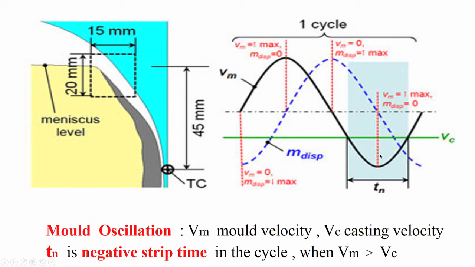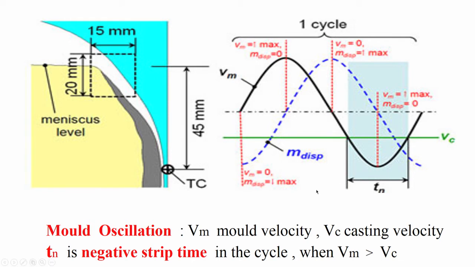When the mould velocity is maximum, it is here or there, mould displacement is 0, and when the mould velocity is 0, say this point, this point, this point, what is happening? The mould displacement is maximum. Here also you find it is maximum. Here also it is maximum. So, whether it is going up or down, this phase lag is always there between the displacement and the velocity. I think you have understood this.